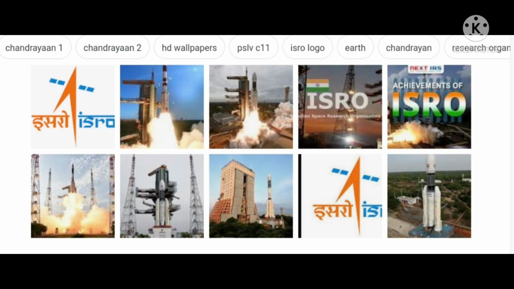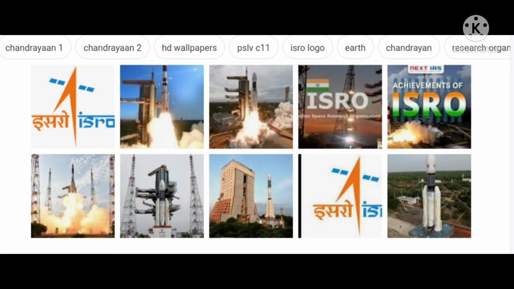The word Chandra in Hindi means moon, and there was a Chandrayaan-1. The Chandrayaan-1 was the first Indian lunar probe under the Chandrayaan program. It was launched by the Indian Space Research Organization in 2008 and lasted until 2009. This mission also included a lunar orbiter and an impactor.